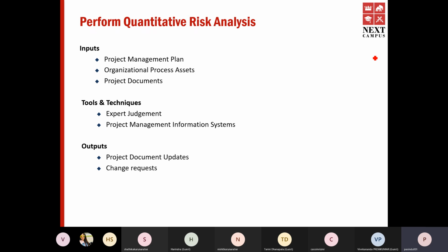What happens when you implement a risk response? You have to update your project documents. Also, you might come up with change requests.